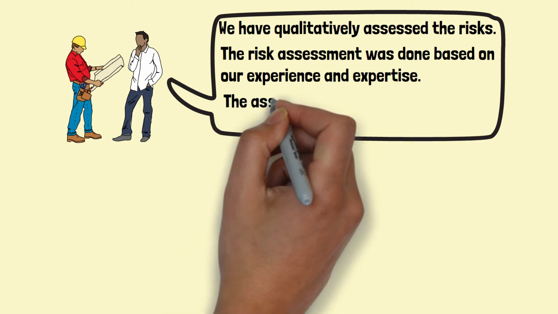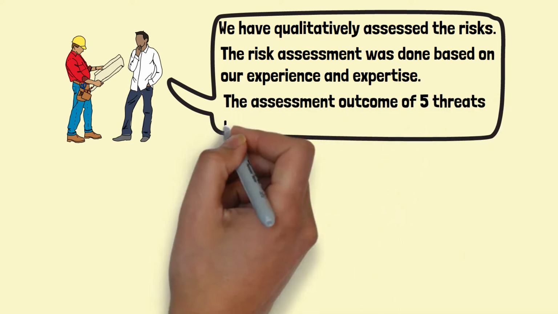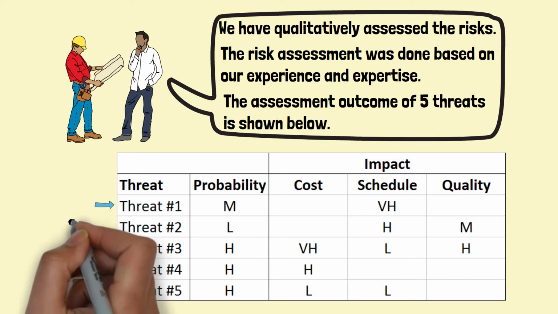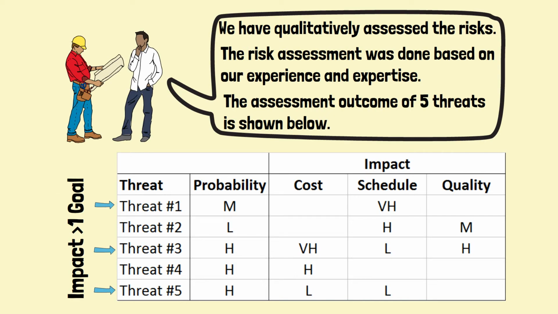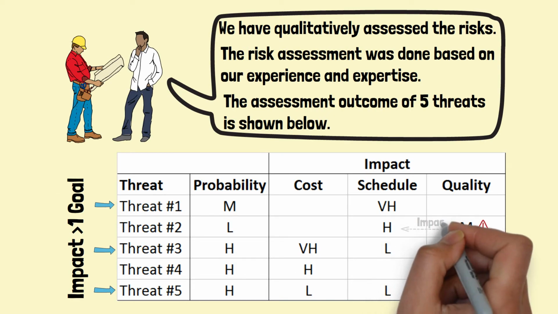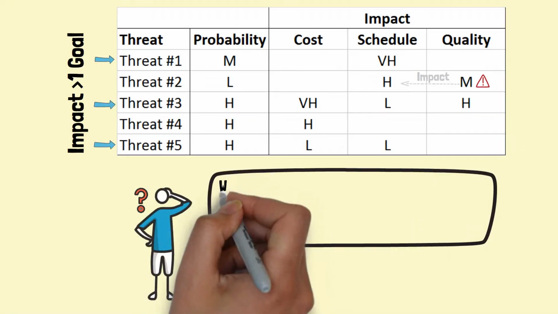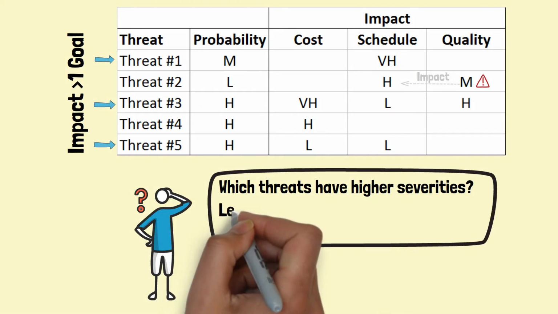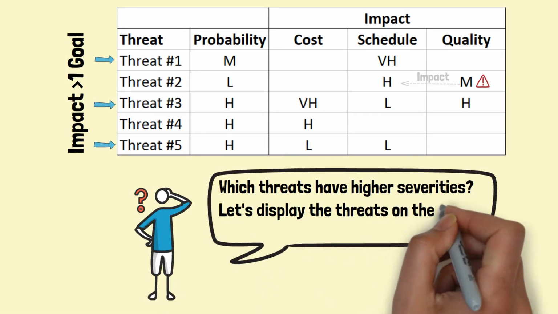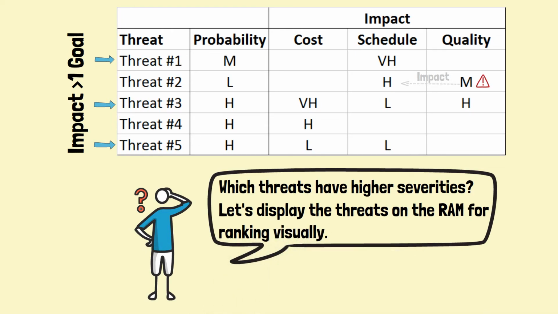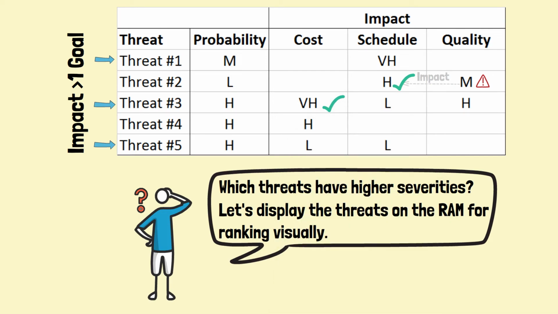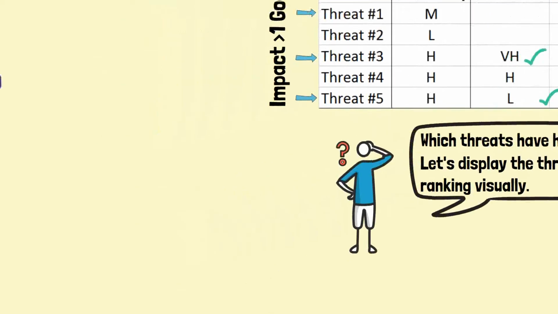Let's assume they have identified and assessed 5 threats, and their assessment outcome is shown below. Some risks can have impacts on more than one goal. For example, a risk can impact on the quality, and the contractor will need more time to fix it. When the threats are listed in a table, we would not know which threats would require more focus. Therefore, we can place the threats on the RAM for risk ranking. For simplicity purposes, if a threat has more than one impact, we will select the highest impact value among them.